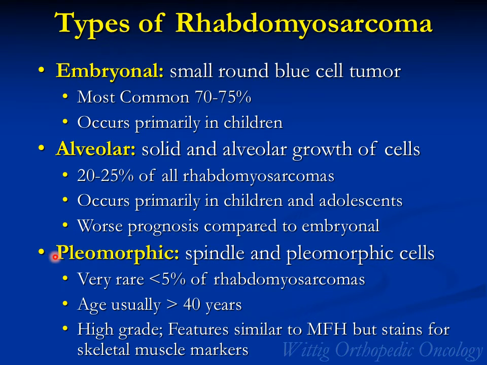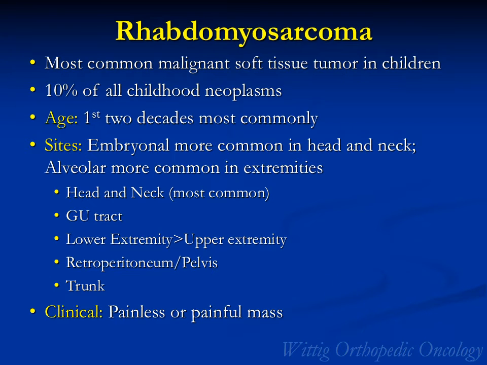Pleomorphic rhabdomyosarcoma demonstrates spindle cells and pleomorphic cells. It's very rare, less than 5% of rhabdomyosarcomas. Age is usually greater than 40 years, and it's a high-grade tumor. It has features similar to an MFH but stains for skeletal muscle markers. Rhabdomyosarcoma is the most common malignant soft tissue tumor in children. It represents 10% of all childhood neoplasms.